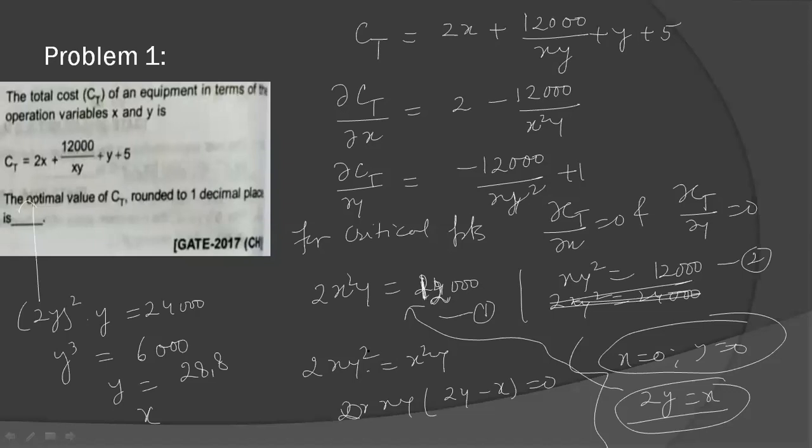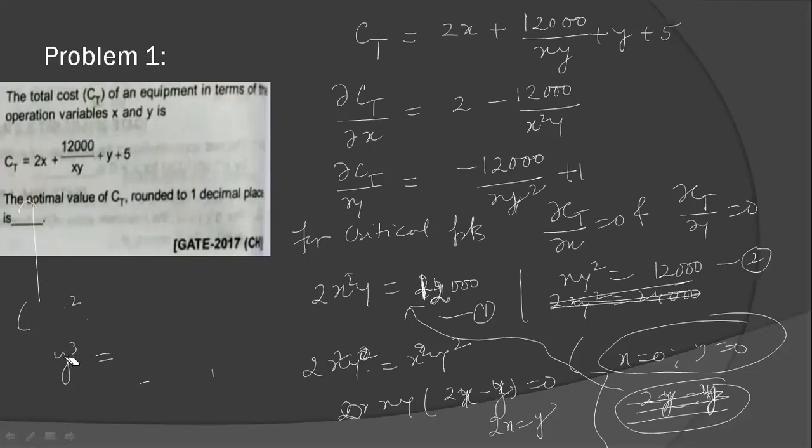And then it will be 2x square y equal to xy square. So it will be 2x minus y equal to 0. So 2x equal to y. The other condition will be 2x equal to y. Here 2x square y equal to 12,000. Now if you put 2x equal to y in equation number 2, you can find the value of x very easily. Put y equal to 2x.